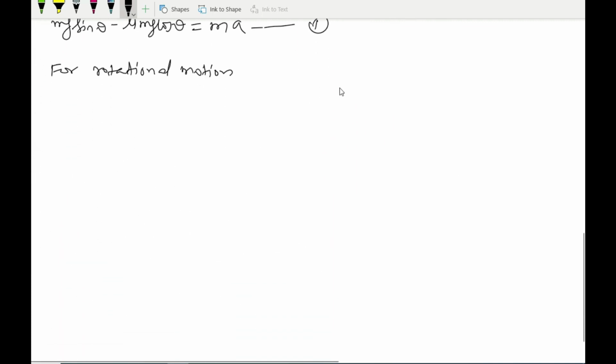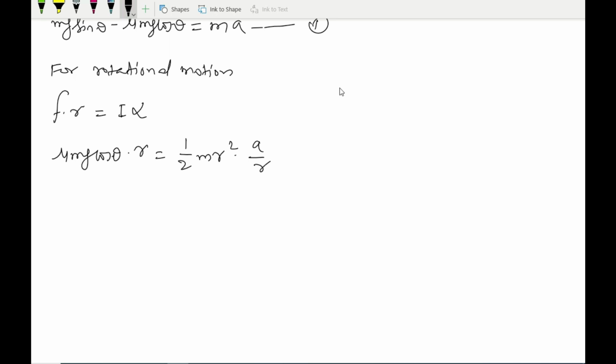So F times R, R is the radius, right? That will become your torque, equal to I alpha. So this is F, we already know, mu mg cos theta, radius R. I is what? I is the moment of inertia of the cylinder passing through its center, which is half mR square. I hope you already know this. And alpha is nothing but a by R. Okay, this is equation 2.